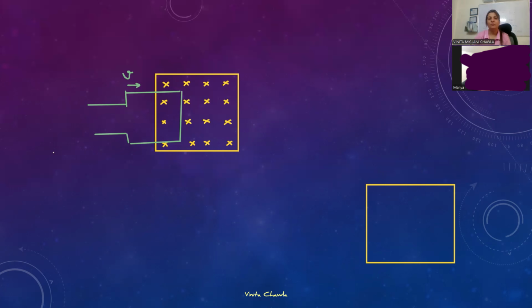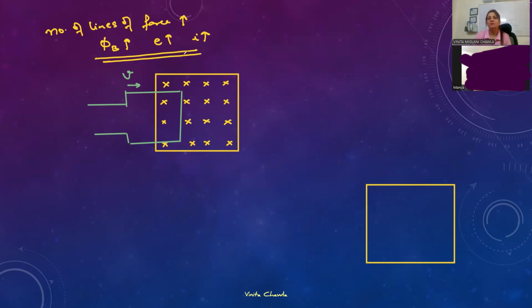See, when the coil moves in the magnetic field, will the number of lines of force increase or decrease? They will increase. Magnetic flux linked with the coil will increase. EMF will be induced, and current will be induced in the coil. So what should be the direction of current? Because the number of field lines is increasing, the induced magnetic field is going to oppose the change, right? So what should be the direction of the induced magnetic field?